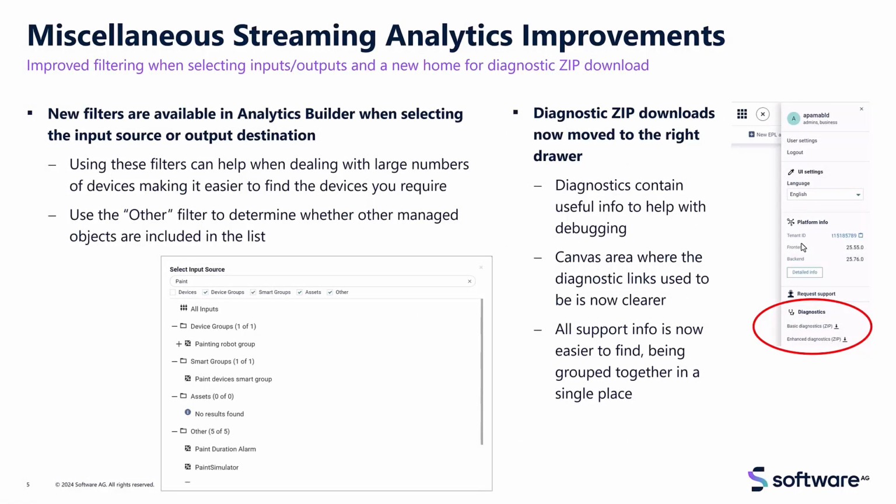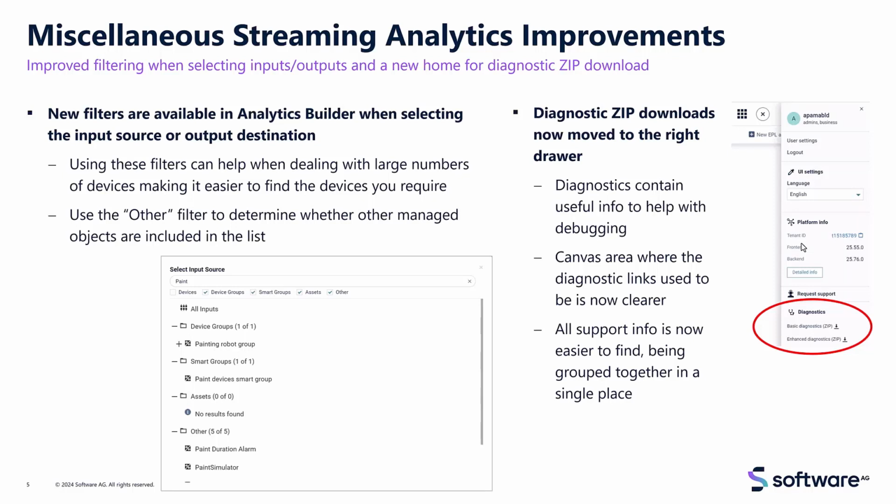We've got a nice UI improvement when you're selecting your input source inside Analytics Builder. We've now got a filter bar which allows you to determine the devices you're selecting as inputs. So if you have a lot of devices, you can now use the filter to restrict what you're seeing when you're searching for an input source. And if you choose other, then that other category is not about your generic devices, but about other items in the platform which can be used as an input source. It might be a file or other managed objects in the platform.